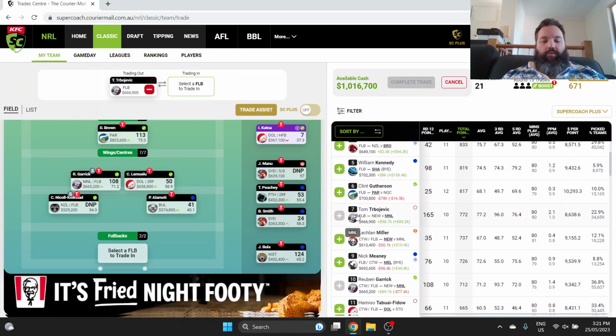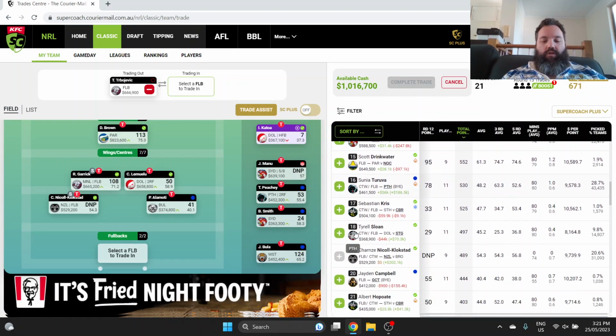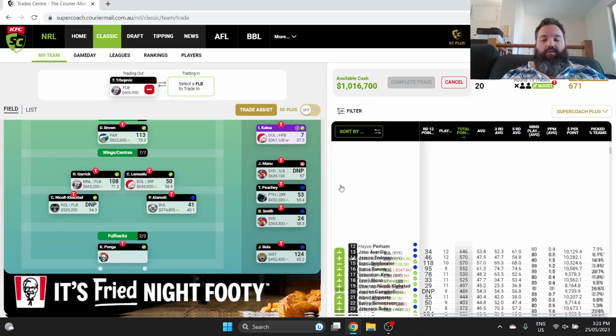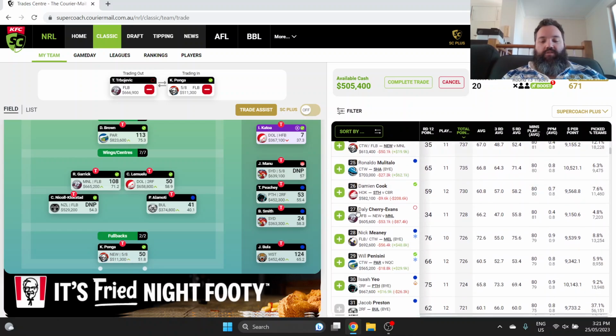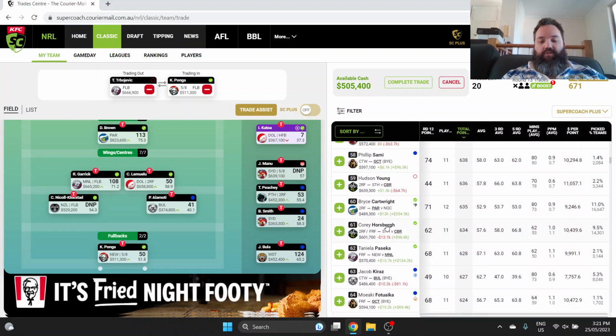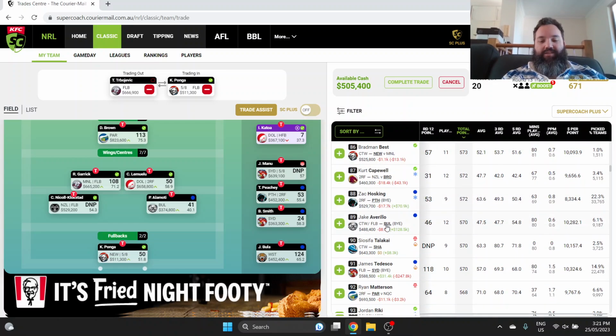So in saying that, who I am going to pick is further down the list. I'm going to bring in Caleb Ponga. So I guess he's nice negative break even. I'll have to find him in the list now of all the players.